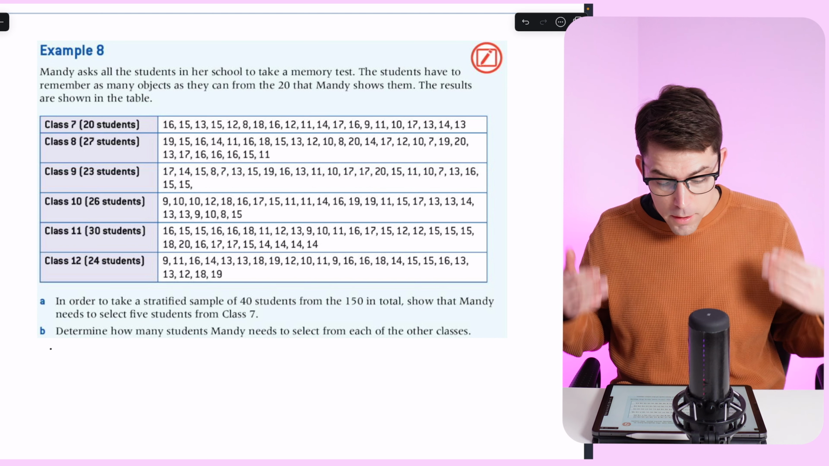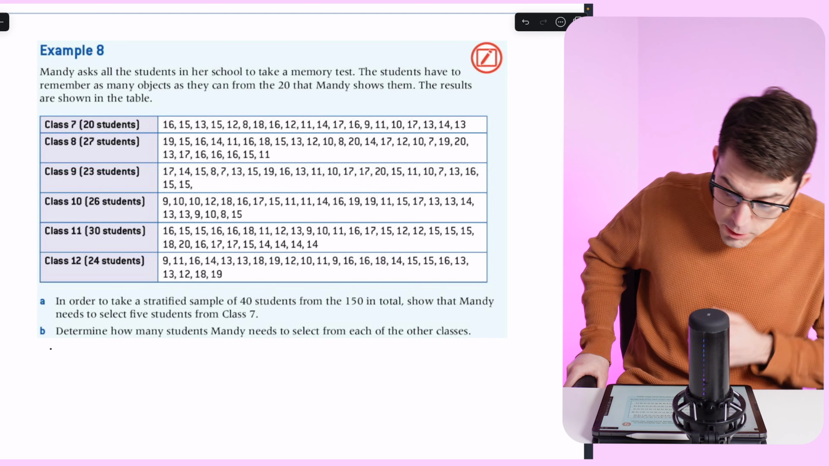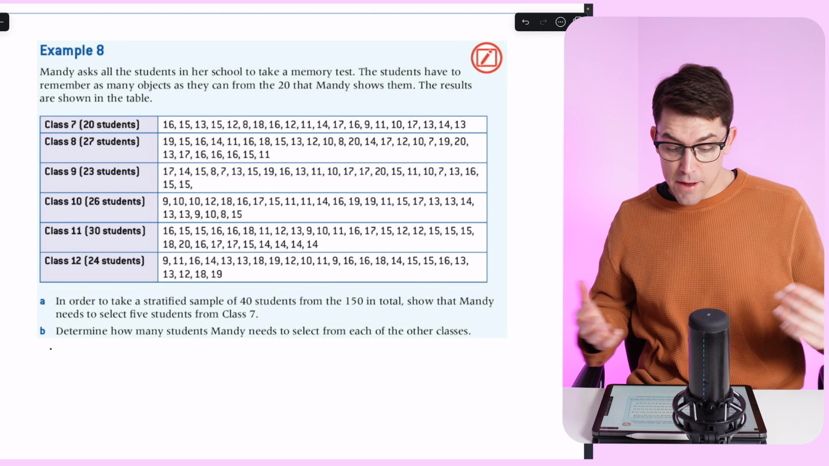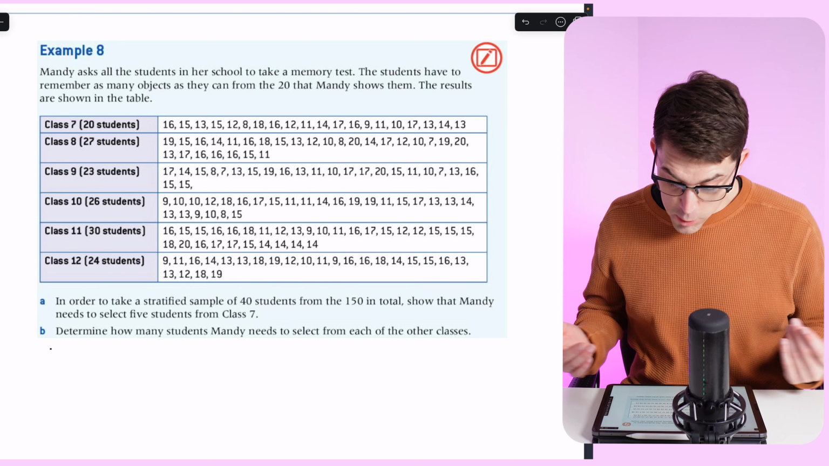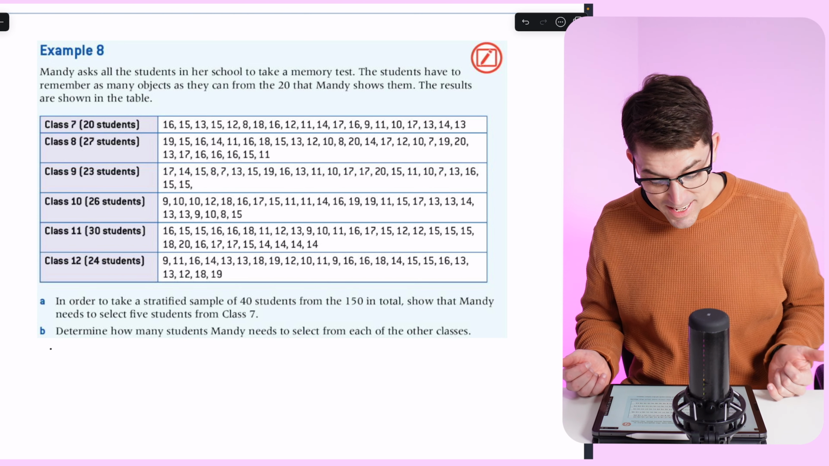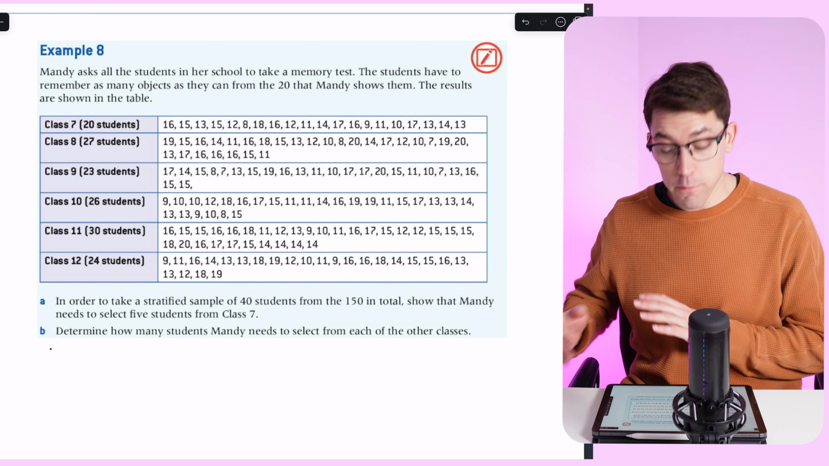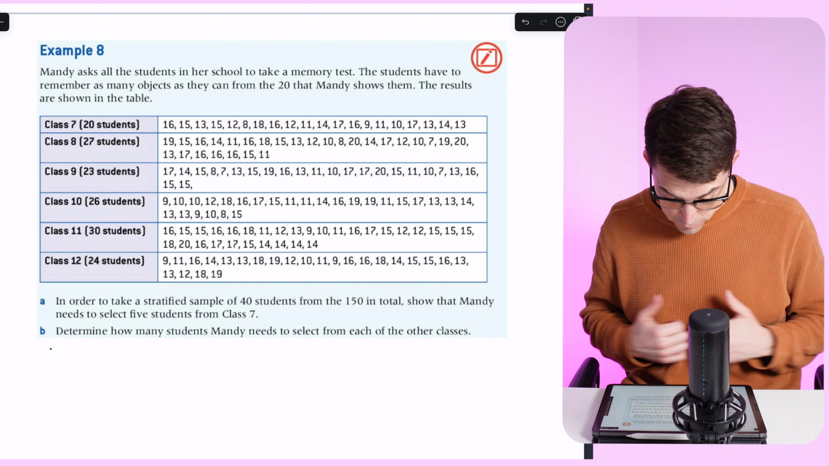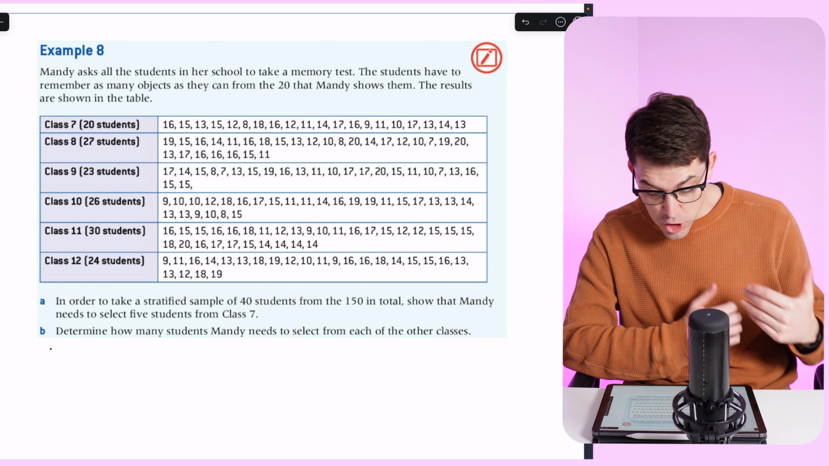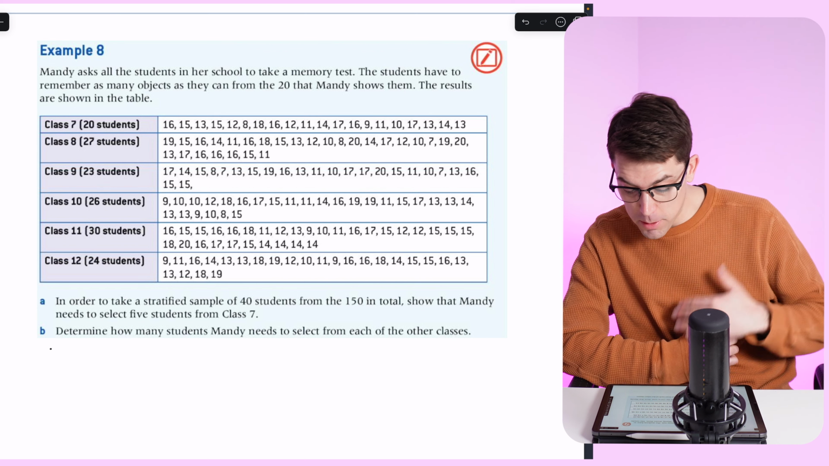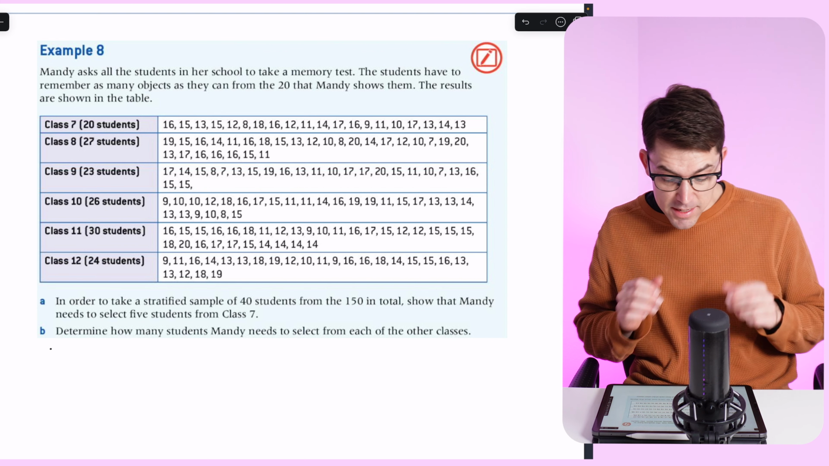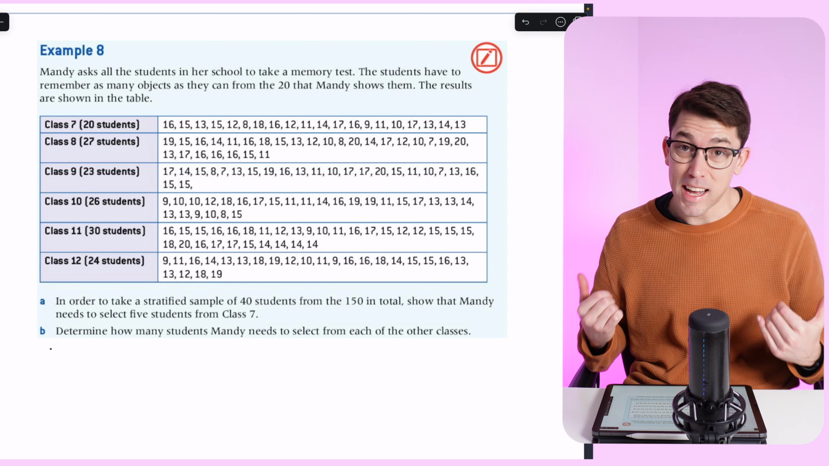In this problem, someone is asking all the students at their school to take a memory test, and the students have to remember as many objects as they can from the 20 that Mandy shows them. The results are shown in this table. We have 20 students in 7th grade, 27 in 8th, and so on, and then their respective scores for memory. In order to take a stratified sample of 40 students from the 150 in total, show that Mandy needs to select 5 students from class 7.